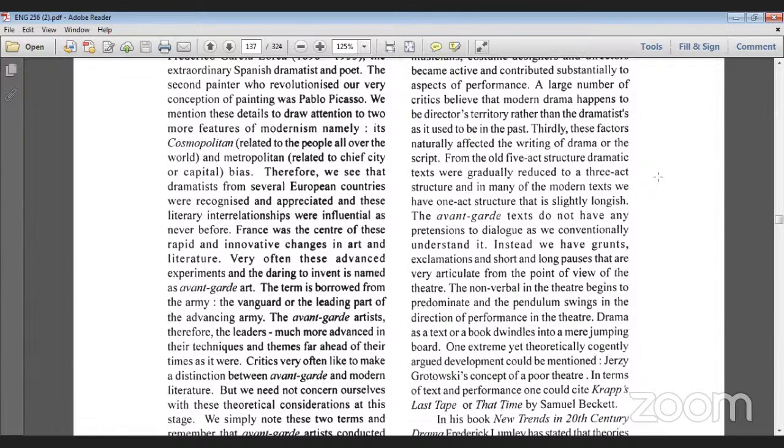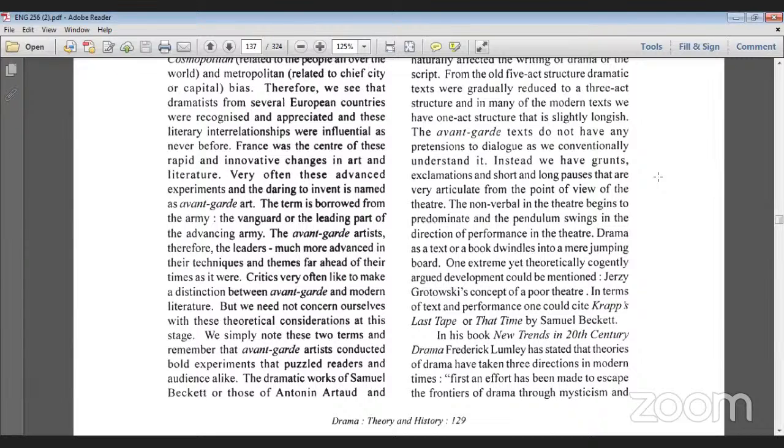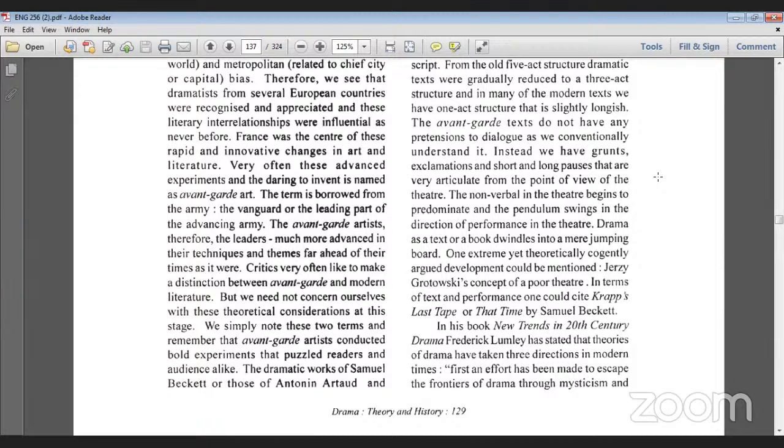Very often, these advanced experiments and the daring to invent are named avant-garde art. The term is borrowed from the army, the vanguard being the leading part of the advancing army. The avant-garde artists, therefore, are leaders much more advanced in technique and themes, ahead of their techniques and times, as it were. Critics very often like to make a distinction between avant-garde and modern literature, but we need not concern ourselves at this stage. We simply know these two terms and remember that avant-garde artists conducted bold experiments and puzzled readers and audiences.